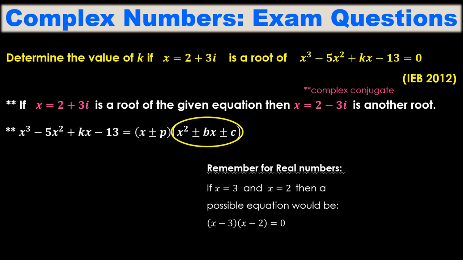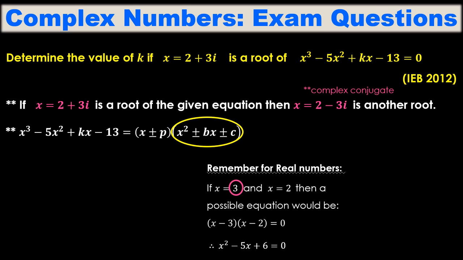Well, if x is equal to 3 and x is equal to 2, those are two roots of any given equation. A possible equation would be x minus 3 times x minus 2 is equal to 0. In other words, x squared minus 5x plus 6 is equal to 0. Let's try and work slightly differently. Instead of getting our brackets and multiplying out, let's see if we can get the values of b and c in a slightly different way.